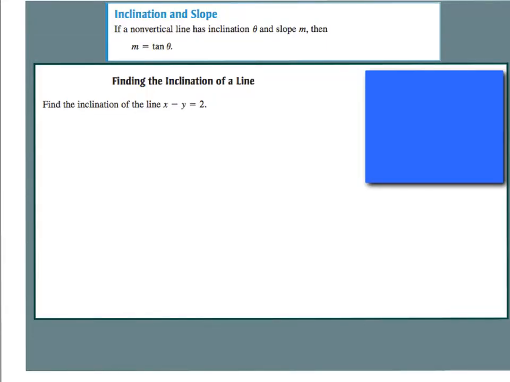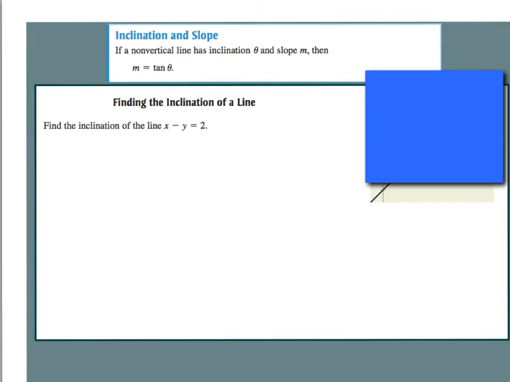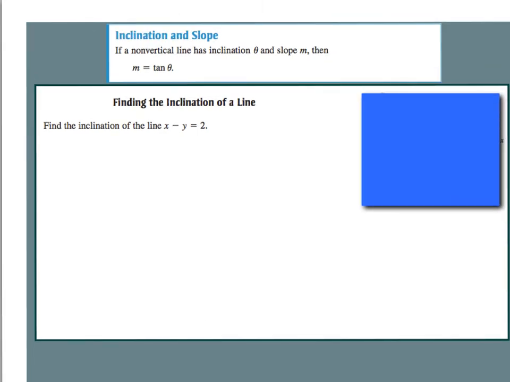So here's how you find the inclination of a slope. Slope m is equal to tangent theta. I'm not going to give you that formula; you're going to know it. m is equal to tangent theta, where theta is your inclination.